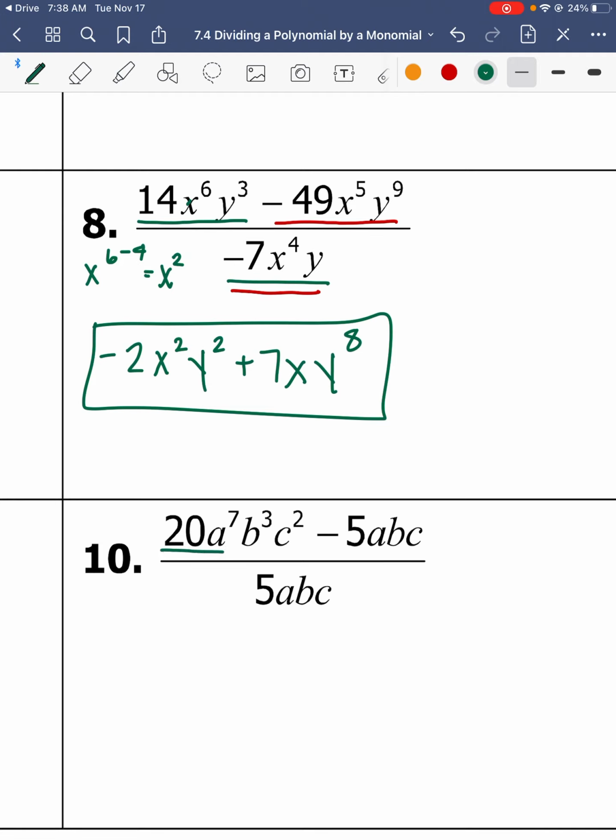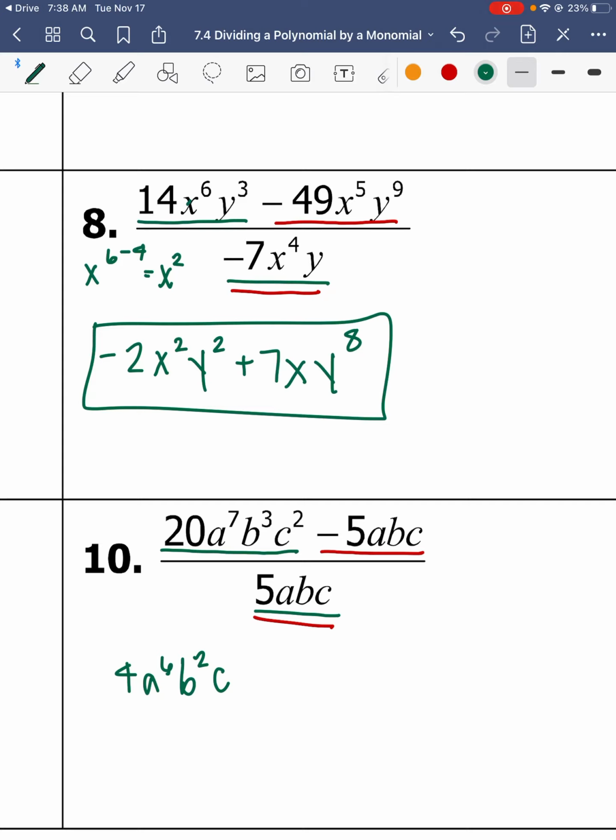Last one on this page. Oh, there's 3 variables here. 20 a to the 7th b cubed c squared divided by 5 abc. So 20 divided by 5 is 4. A to the 7th divided by a is a to the 6th. B cubed divided by b is b squared. And c squared divided by c is just c.